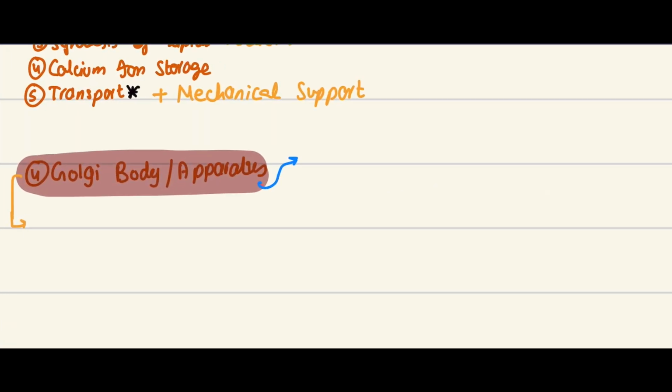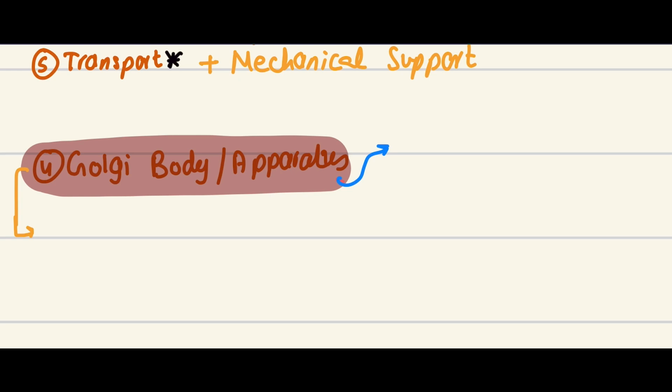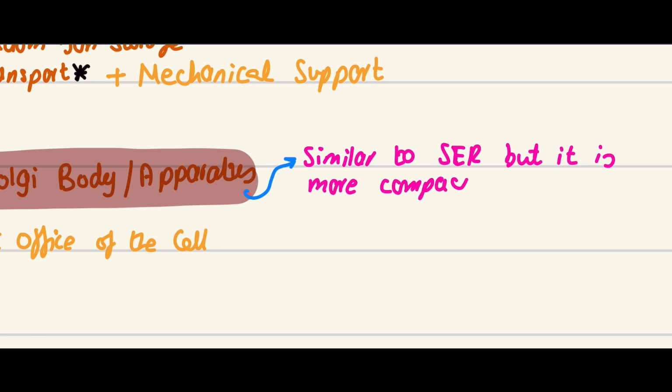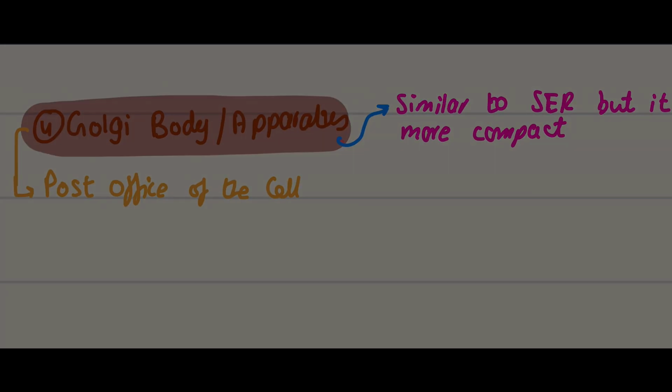Let's just start with a really brief introduction of the Golgi body. You've probably read this line in your O-level books as well, that the Golgi body is the post office of the cell. And we'll talk about what that means in a minute. Additionally, structurally, it's quite similar to our SER, but it is more compact compared to the smooth endoplasmic reticulum. So that's it with the brief introduction.